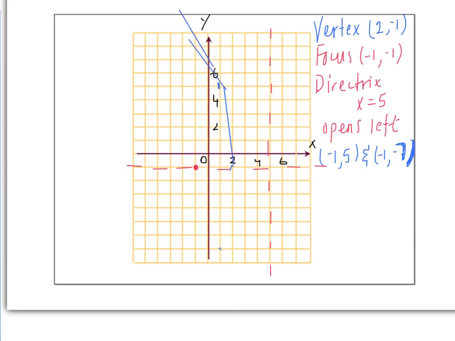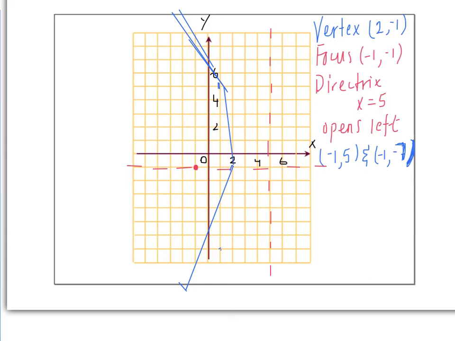So the right side of the parabola may look something like that. Or I should say the top side. And the bottom side of the parabola will look something like that. And so that's our parabola. Now, use the information in this video to help you out with your homework this weekend and also with your practice on Monday.